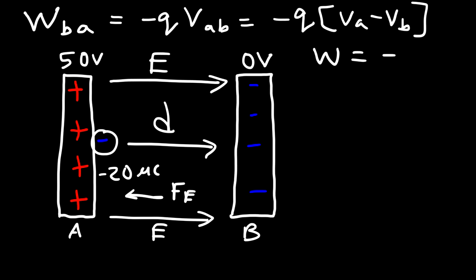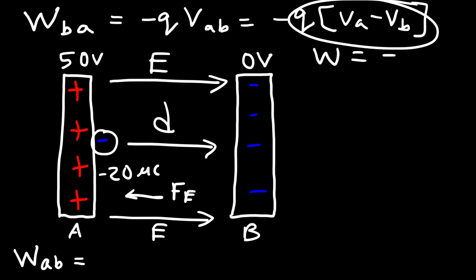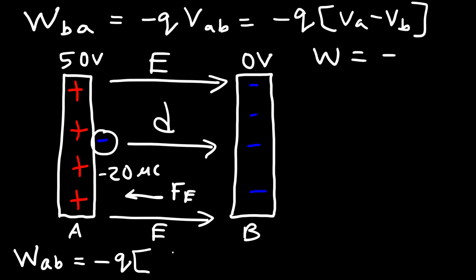Now let's see if we can quantify this answer. Now we're going from A to B and not B to A, so this equation is going to change. So we're going to say the work done on the charge going from A to B is equal to, and I'm going to focus on this portion of the equation, negative Q times the electric potential difference between point B and point A. So VA is the electric potential at point A. VB is the electric potential at point B. But it's the difference in electric potential that really matters.